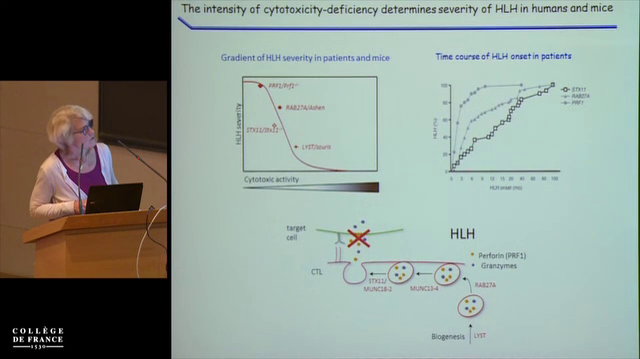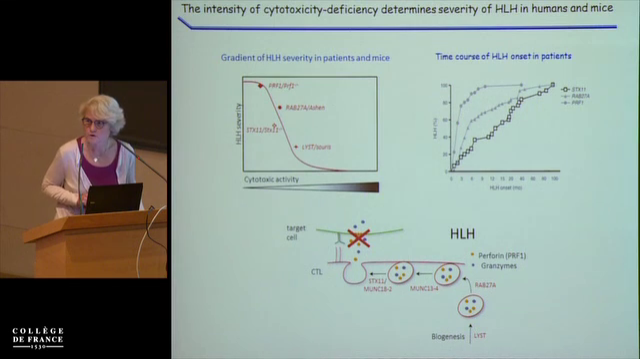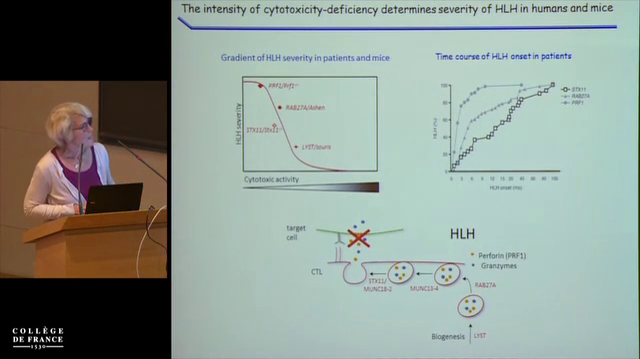And this can be illustrated here on the time course of HLH onset in patients, showing that in association with absence of perforin function, the mean age of HLH onset is around 2 months, whereas in association with syntaxin 11 deficiency, the mean age of HLH onset is around 2 years, which is a quite significant difference.